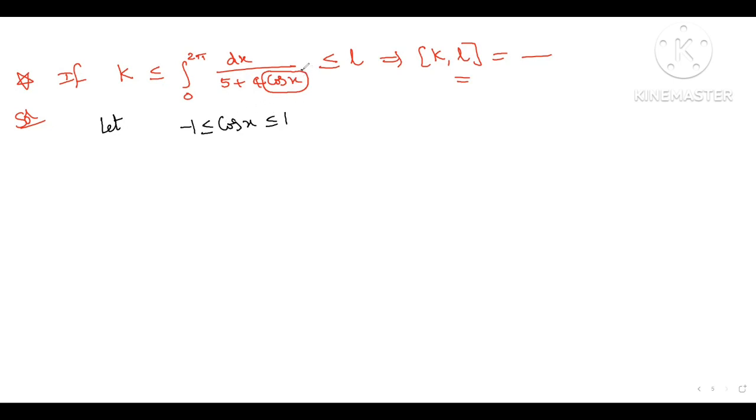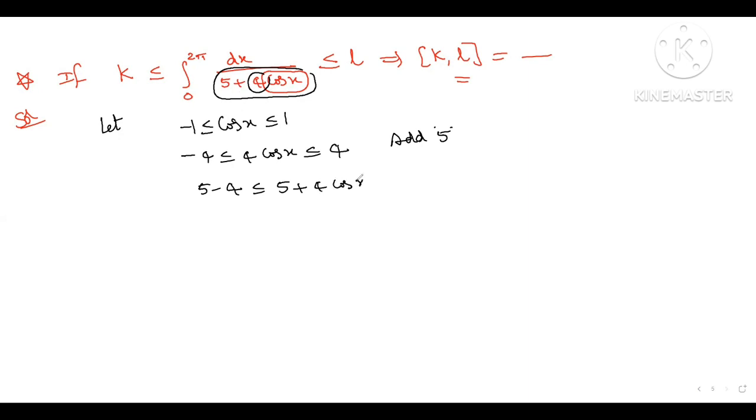What is the denominator here? 5 plus 4 cos x. Before cos x, the number 4 is there. Now multiply by 4 on both sides. So -4 ≤ 4 cos x ≤ 4. After that, in the denominator 5 plus is there, so add 5 on both sides. 5 - 4 ≤ 5 + 4 cos x ≤ 5 + 4. What do we get here? 1 ≤ 5 + 4 cos x ≤ 9.